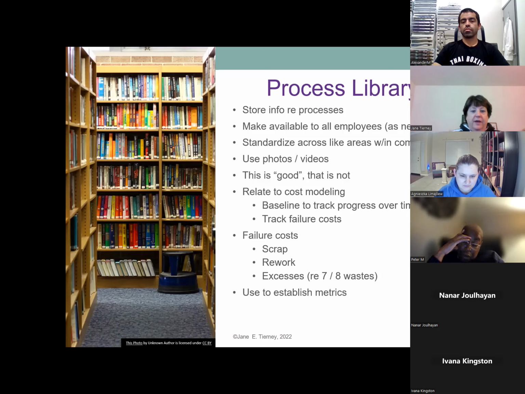And then we use this library to establish metrics and say what's working, what's not. How do we know we're making progress to our goal?